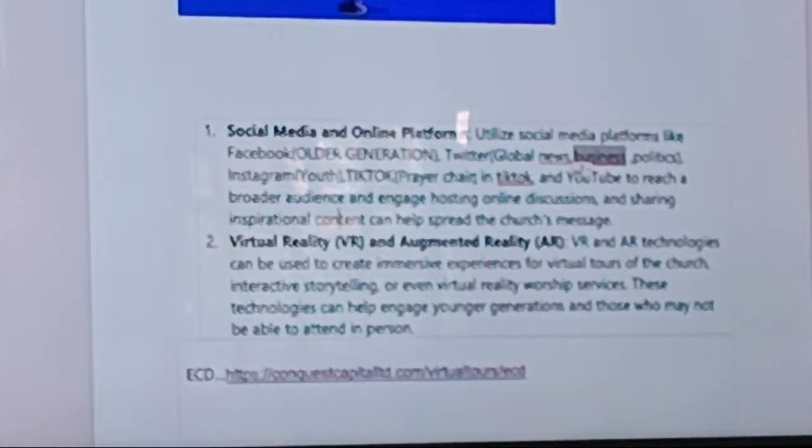Then we can do topical issues. And the other thing I'd like us to think about is what we call virtual reality or augmented reality. Anything virtual appeals to people. But when you talk to someone, they can sleep on you.